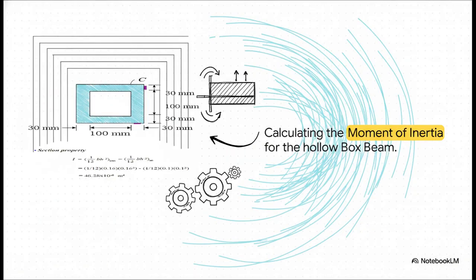As always, we hit step 2 of our framework, section properties. And I love this part, because for a symmetrical hollow shape like a box beam, calculating the moment of inertia, I, is wonderfully simple. You just calculate the I for the solid outer rectangle, which is 1/12 base times height cubed, and then you simply subtract the I of the empty inner rectangle. It's just a beautifully elegant bit of math. It gives us an overall section property of 46.28 times 10 to the negative 6 meters to the fourth.